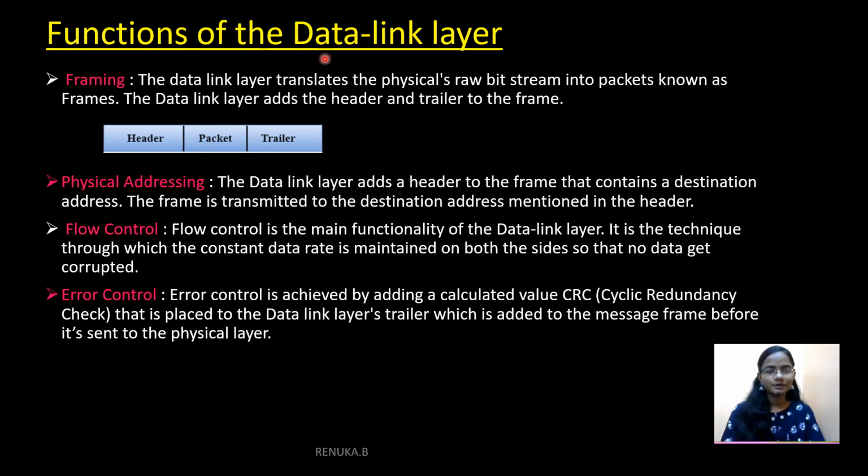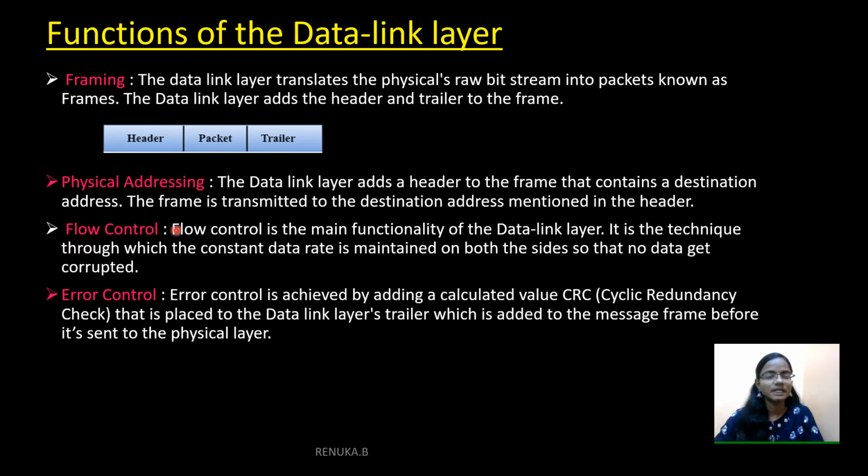Now let's see the functions of the data link layer: framing, physical addressing, flow control, and error control. Framing: the data link layer will translate the bitstream into packets known as frames, and it adds a header and trailer to the packet. Next is physical addressing. In this, the data link layer will add a header to the frame that contains the destination address.